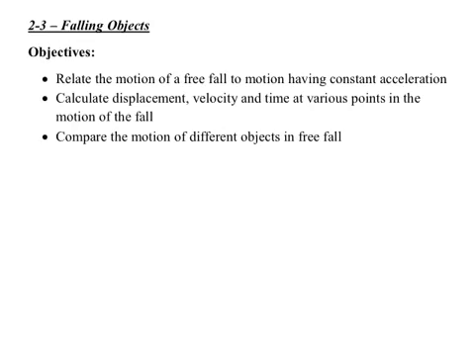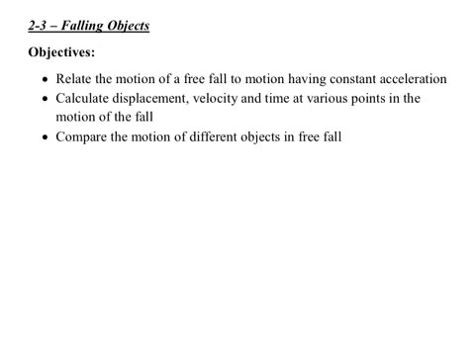So section 2.3 is called falling objects. What we're going to do today is take a look at the vertical motion of an object, but it's still going to be one-dimensional. So imagine if you were standing on a diving board and you just fell into the pool. You didn't jump. You just dropped off the end of the diving board straight down into the pool. We're looking at objects like that.